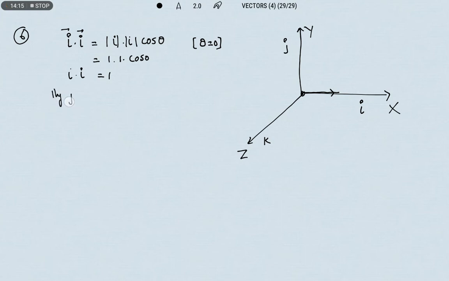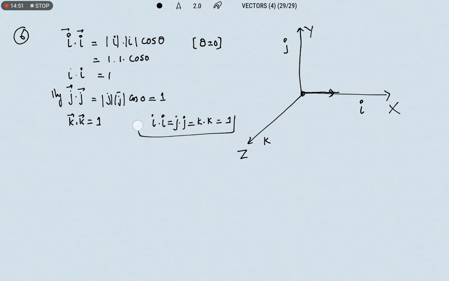Similarly, j bar dot j bar, or j cap dot j cap, we can write j into j cos 0. So cos 0 is 1. So we are going to get k bar dot k bar is also equal to 1. That means the dot product between parallel vectors, that means i dot i, j dot j, k dot k, is equal to 1. It's a very important result we are using in multiplying the two vectors.